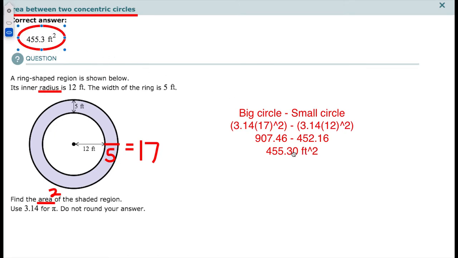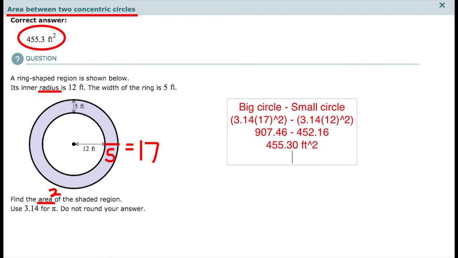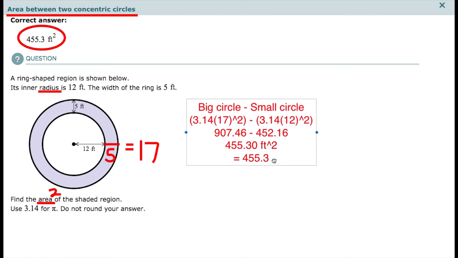And as you can see here, since we have 0.30, we can round this. We don't need the 0, right? This is equal to 455.3. So if you have a 0 after the decimal point at the very end, you don't need it. You can just leave it like this.